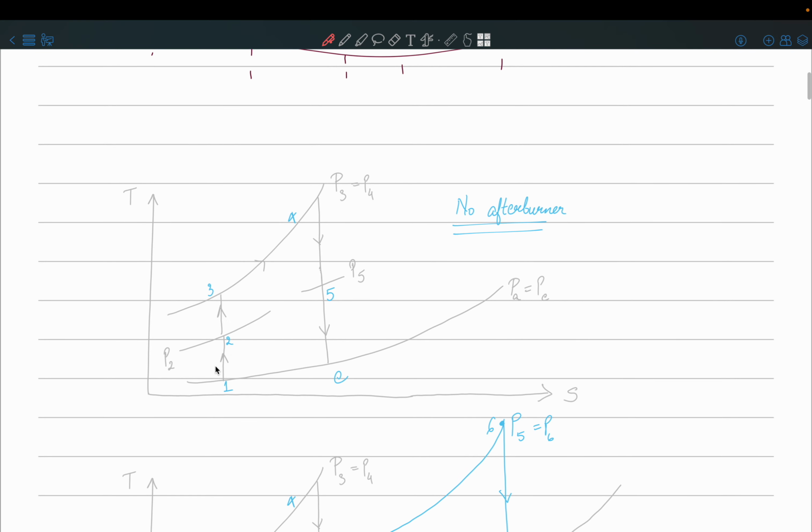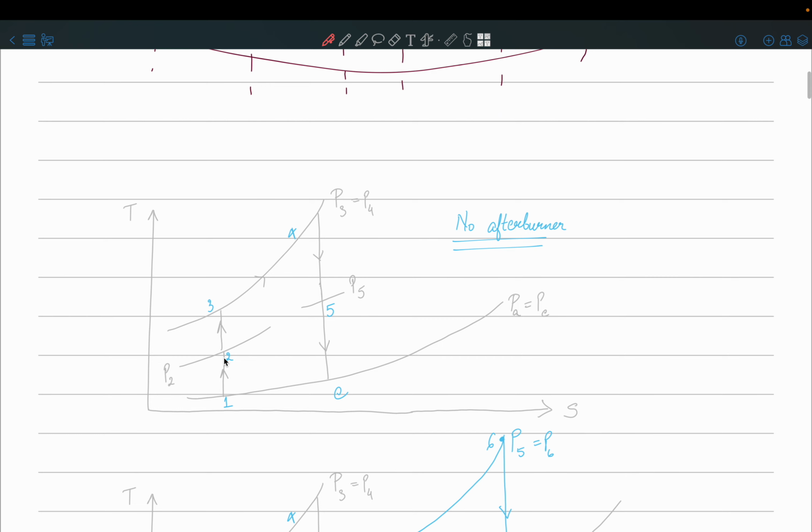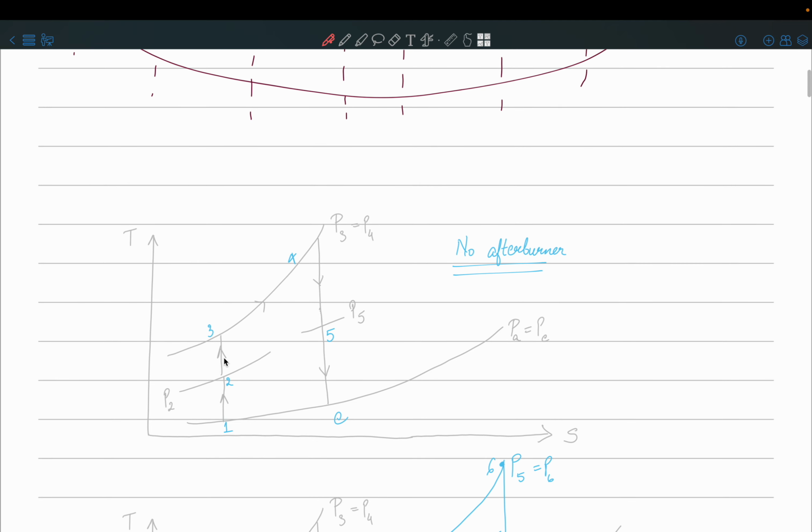So when you go from 1 to 2, that is across a diffuser, your static pressure changes but the stagnation pressure remains same. So last tutorial, if you have seen the last tutorial session, we drew how stagnation pressure changes along the axis of a turbojet engine, and also how the stagnation temperature changes. So I hope you remember that. Just go and review that once more.